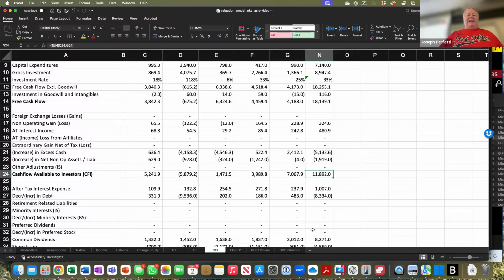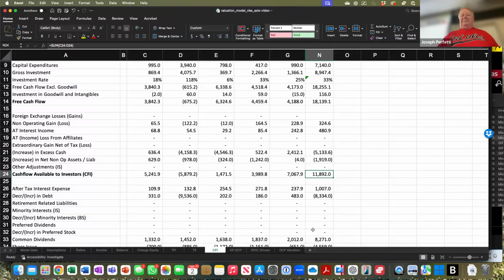They banked $5 billion in excess cash, 5.1 billion. They spent 1.9 billion in non-operating assets. So 8 billion went into cash and non-operating assets. That was the primary reason why the CFI is lower than the free cash flow. So 18 billion of free cash flow turned into 11.89 billion of CFI to pay out.